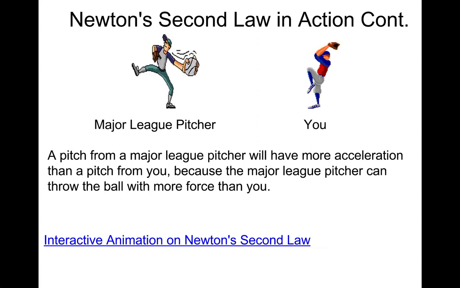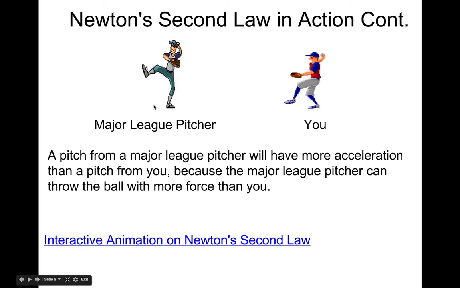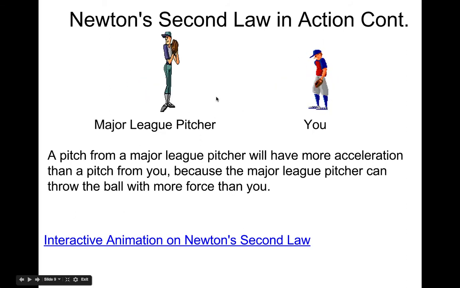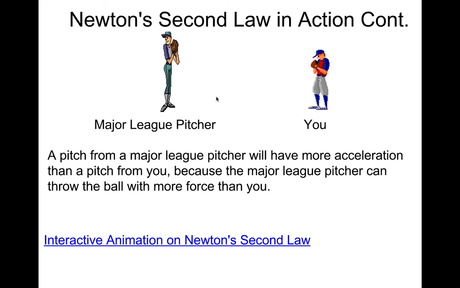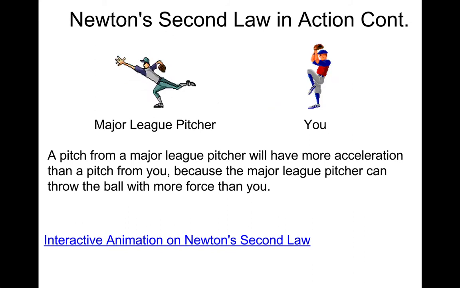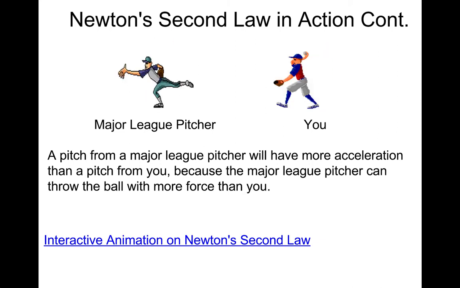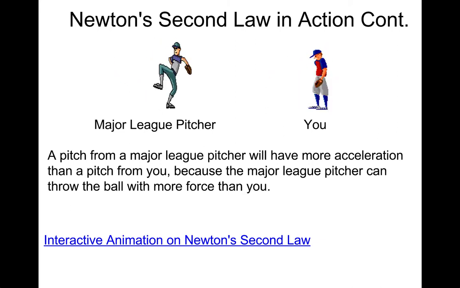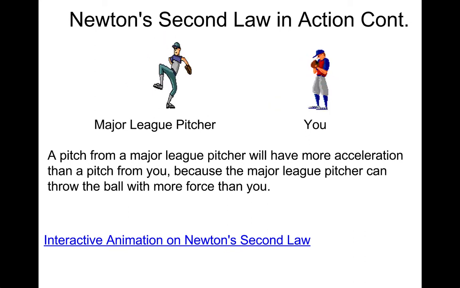Here's another one. So we have you and we have a major league pitcher. The ball is going to have the same mass. You're both throwing the same ball. The major league pitcher will have more acceleration than you will because he can throw the ball with more force than you can. So it works the same, like it works if you change whatever you're solving for.